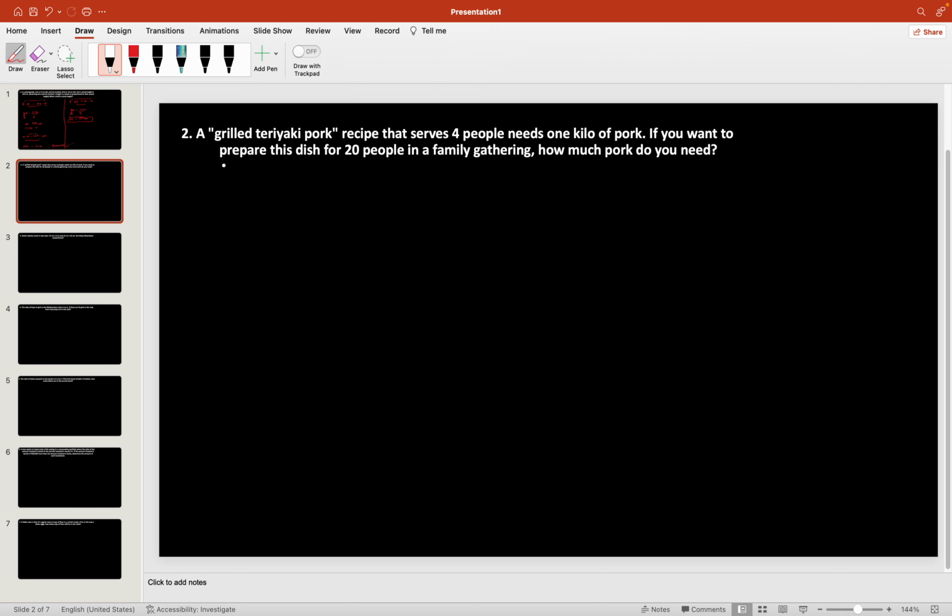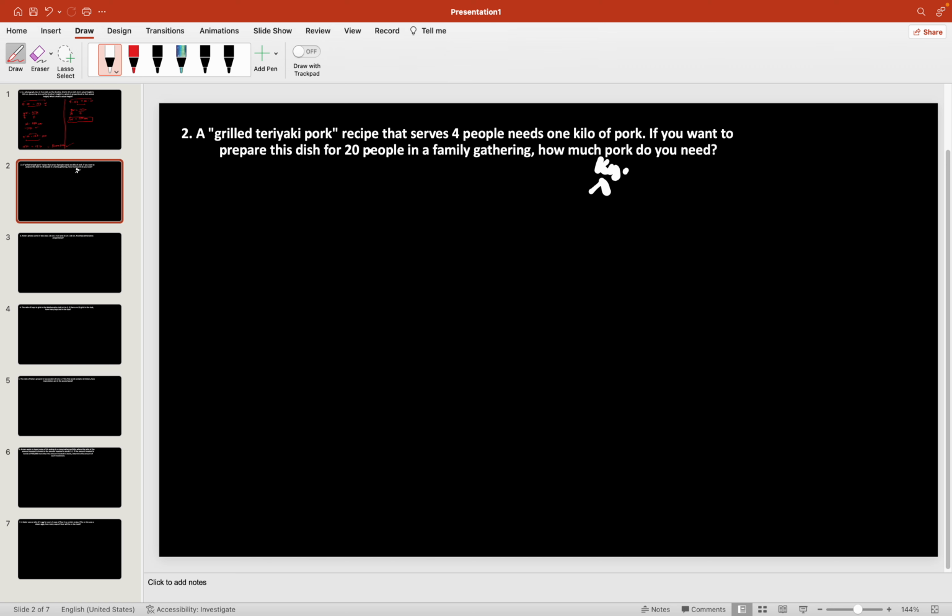So for number 2, it says here, a grilled teriyaki pork recipe that serves 4 people needs 1 kilo of pork. If you want to prepare this dish for 20 people in the family gathering, how much kilo of pork do you need? So this is kilo, ne? How much kilograms of pork do you need?